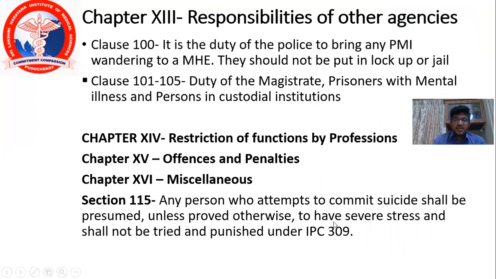Chapter 13 deals with the responsibilities of other agencies. Clause 100: it is the duty of the police to bring any person with mental illness wandering to a mental health establishment. They should not be put in a lockup or imprisoned. If we find any person with mental illness, they should be brought to a recognized mental health establishment. Clauses 101 to 105 deal with the duty of the magistrate, prisoners with mental illness, and persons in custodial institutions.